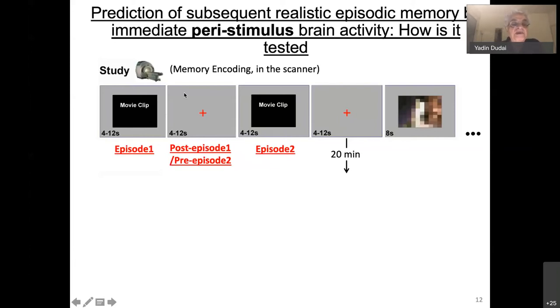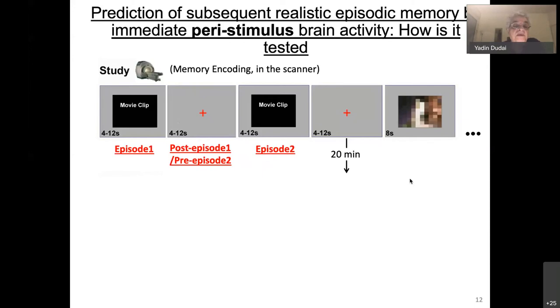Immediately after you see the movie, by the way, you lie in the scanner, it's projected on a mirror in front of you. You don't have to do anything. It's passive. And then we present you with a rest period, or a blank period, or a fixation period, doesn't matter how we call it, which is again between 4 and 12 seconds immediately afterwards, and then another clip, which is different, and then another rest, and so on. In that way, we can show you scores of movie clips.